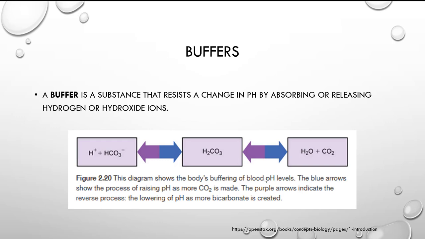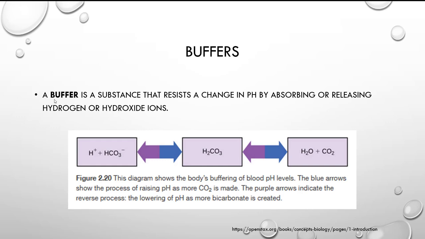So that carbonic acid is very important in that reaction, because it's basically going to help us either make water or make carbon dioxide, which we can get rid of either way, depending on which direction the pH is going.